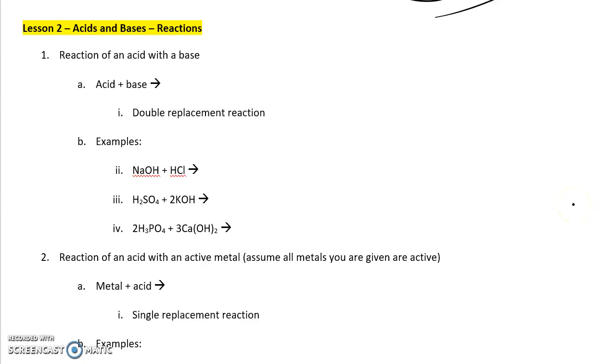In lesson 2 here, we're going to go over some quick types of reactions. So we're going to talk about an acid with a base, acid with an active metal, and then an acid with a carbonate. So if an acid plus a base, you always get a salt and water. Now a salt could be any type of salt. NaCl is table salt. That's one example. It's a double replacement reaction.